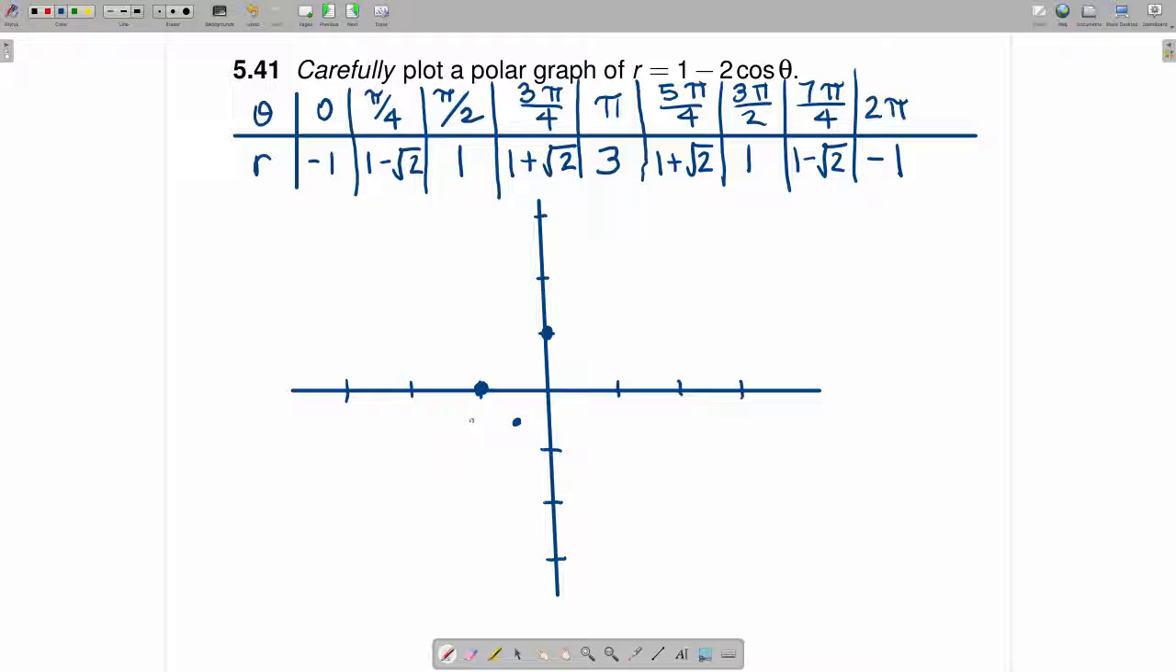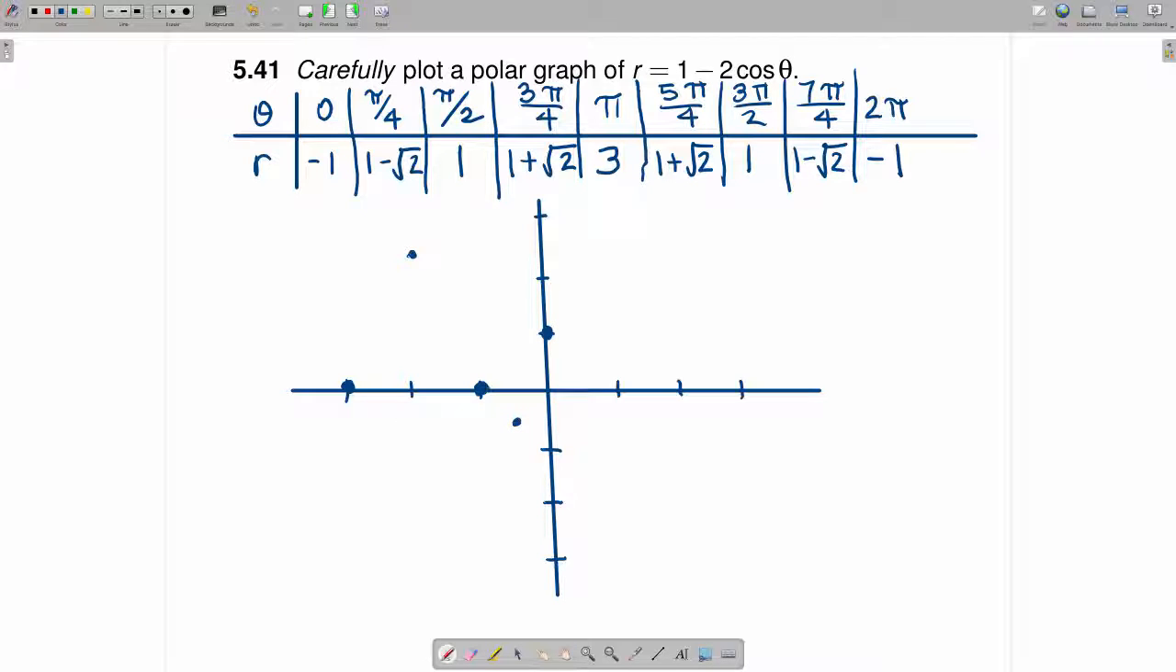Now, all of these are going to get connected. We'll do one more point, maybe 2 more points. 3 pi over 4 is 1 plus the square root of 2. Square root of 2 is 1.414. Add 1 to it, that's 2.414. So at 3 pi over 4, which is in this direction, we are at 2.414. So that's going to be a good distance away from the origin. That might be out here somewhere. And the next one we're going to do is pi, 3. Pi is this direction. We go 3 out to get to this point. Now we're going to start to connect the dots and see what they look like.